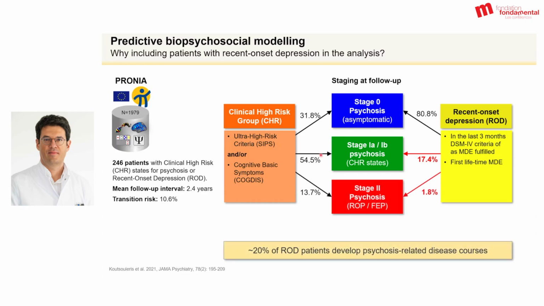And some of them develop full-blown psychosis, about 14%, and a few depressed patients as well. So in the end, we found out that about one fifth of the depressed population developed some psychosis-related outcome, either CHR states or full-blown psychosis. And this illustrates that in that age window, we're talking about young people, 23, 24 years of age, these two conditions are relatively close to each other.